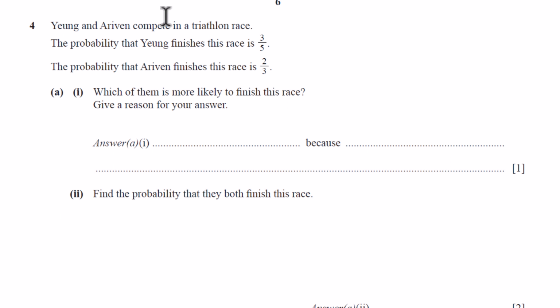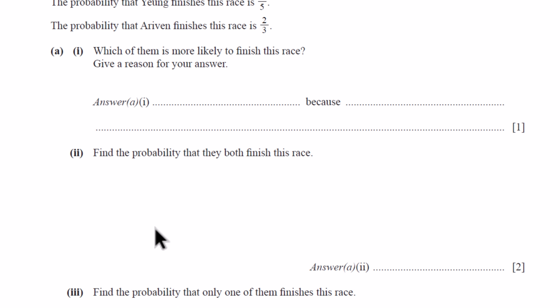This question 4 is a probability question, and it says that Young and Arvin compete in a triathlon race. The probability that Young finishes his race is 3 over 5, and that of Arvin finishing the race is 2 over 3. Now, which of them is more likely to finish the race? That's a really simple question, and you can see they gave it just 1 mark. And then they said find the probability that they both finish the race. So we'll see how to solve that in a minute.